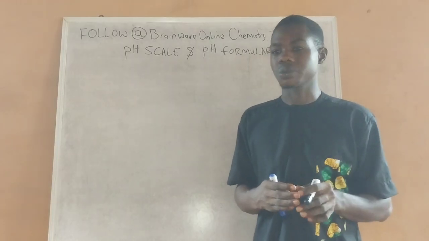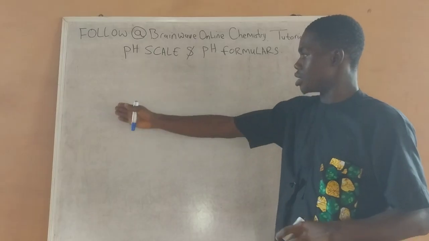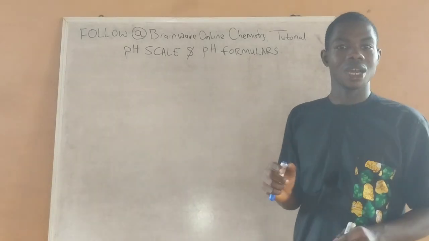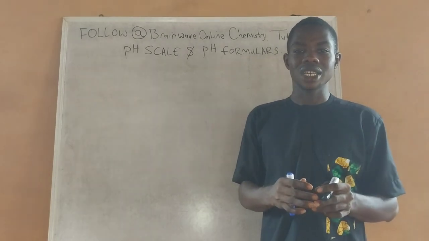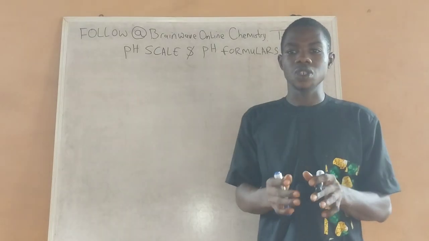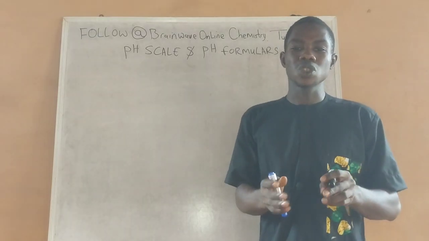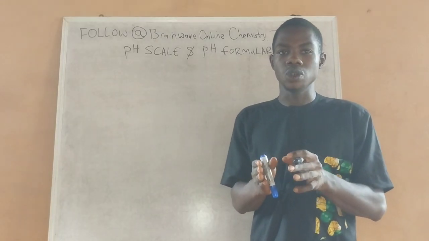So let's continue. Before I sketch the pH scale on the board, I want to explain the pH to us in detail. The pH talks about the measure of acidity and alkalinity of a solution. Now, pH refers to what? The measure of acidity and alkalinity of a solution.